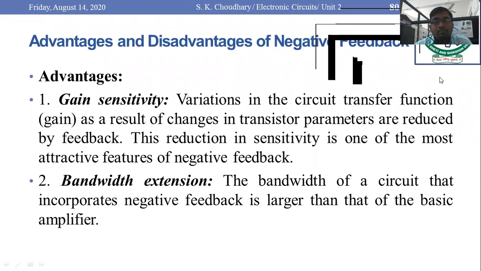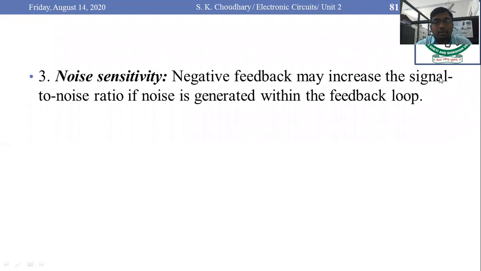The second benefit is bandwidth extension. Gain decreases, bandwidth increases. The bandwidth of the circuit that incorporates negative feedback is larger than the bandwidth of the circuit which does not have the feedback signal. So a feedback amplifier always has a larger bandwidth as compared to the basic amplifier. So we get a better or larger bandwidth when we apply negative feedback.